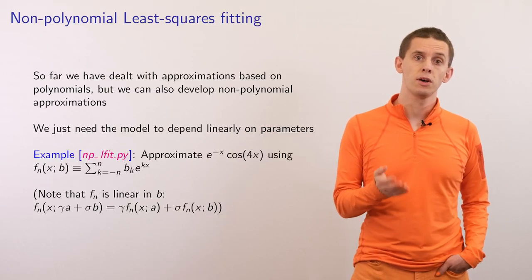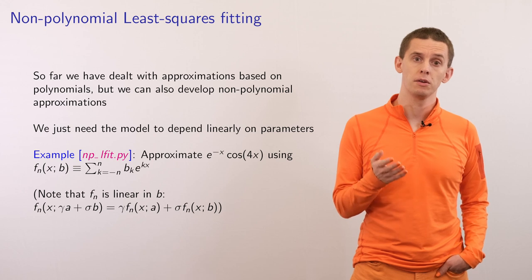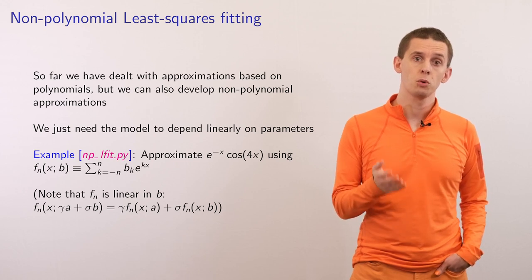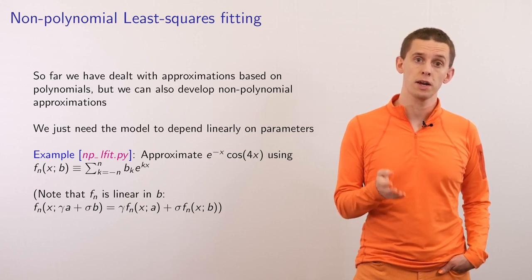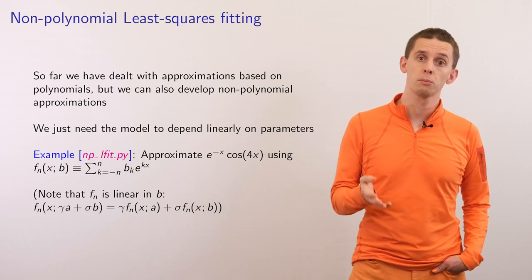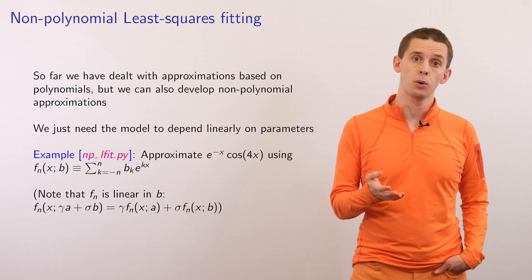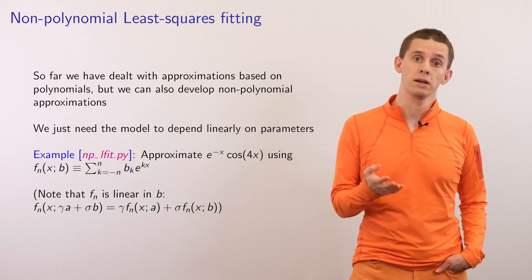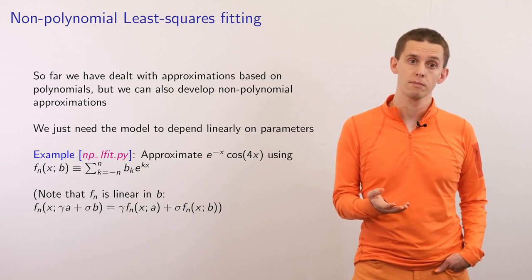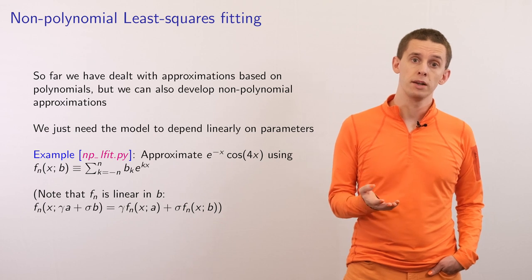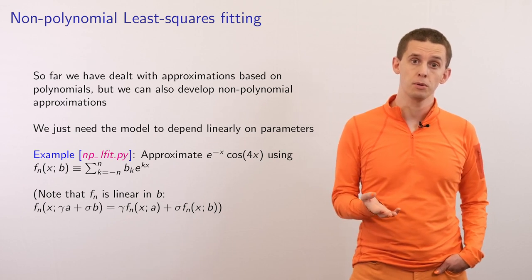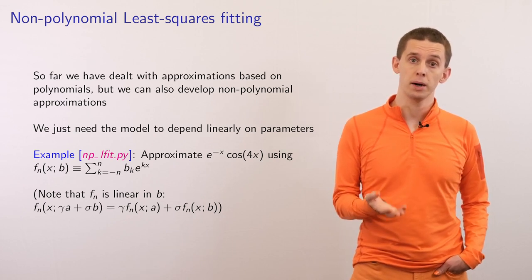So far, we've dealt with approximations that are based on polynomials, but it's worth noting that the linear least squares framework can actually work with non-polynomial approximations as well. And the only thing that we require is that our model should depend linearly on the parameters. And to demonstrate this, we're going to look at another example of np_lfit.py.